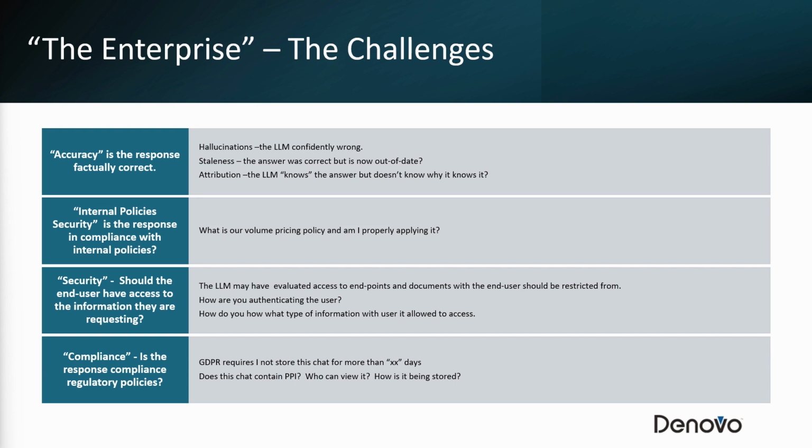So, what are some of the challenges? And I apologize for how small the font is here, but really, it's falling into kind of four broad buckets. The first is accuracy. Is the response factually correct? And there's really kind of three different areas with that. The first is hallucinations. Most of you are probably familiar with those, where literally the model just starts making up stuff.